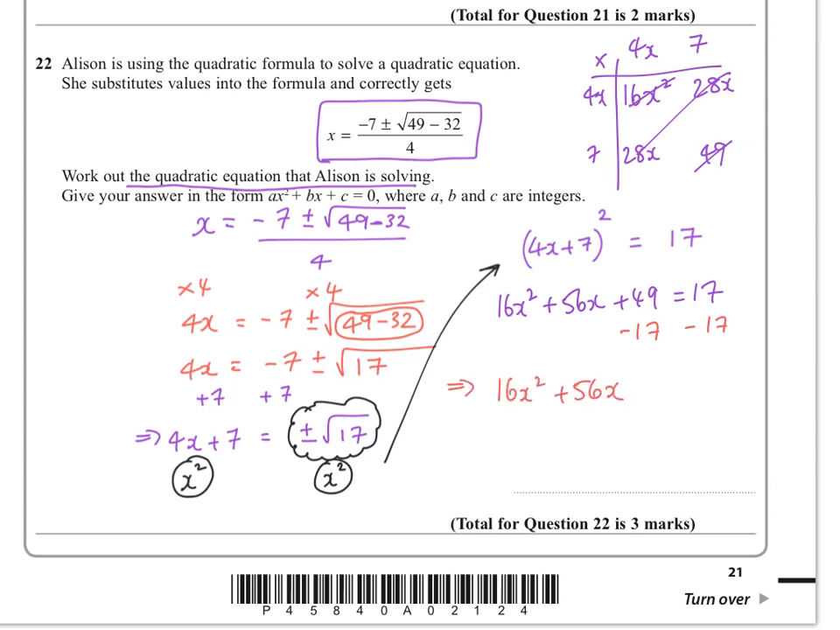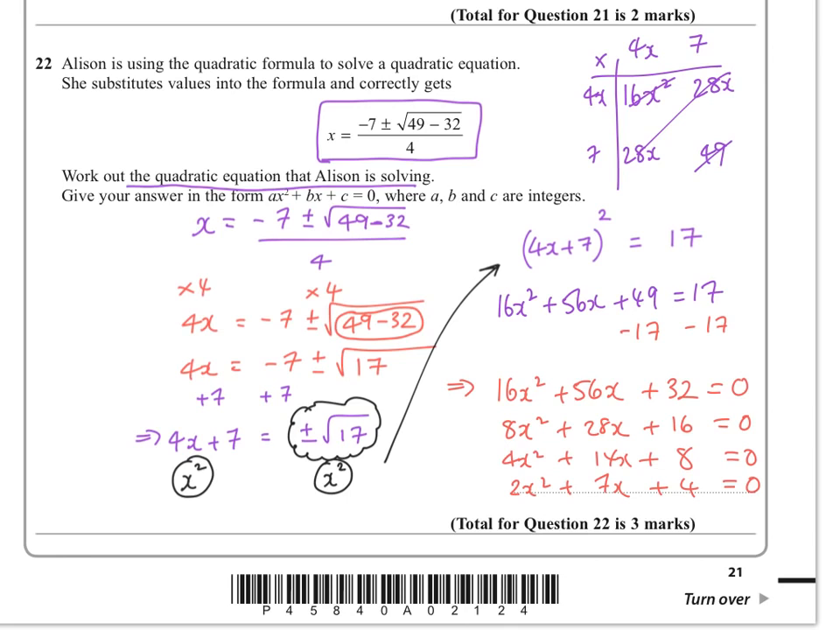plus 56x plus 32. Now that would be equal to 0, and we can then halve everything, and we would then get 8x squared plus 28x plus 16 equals 0, and we could halve everything again. That would give us 4x squared plus 14x plus 8, and then we could divide everything by 2 again, so we'd get 2x squared plus 7x plus 4 equals 0.